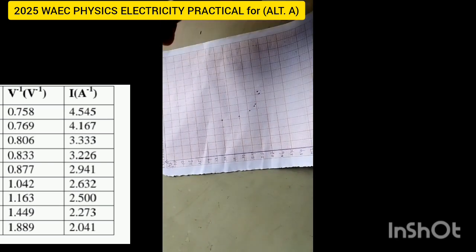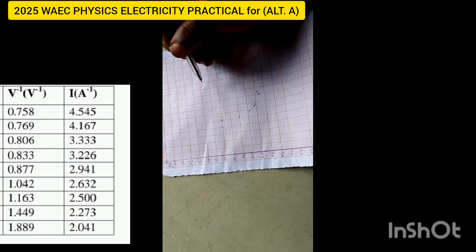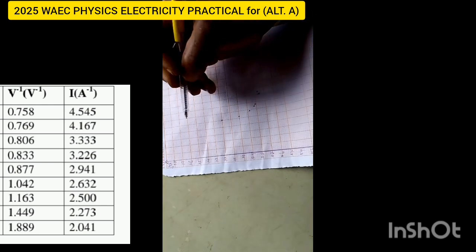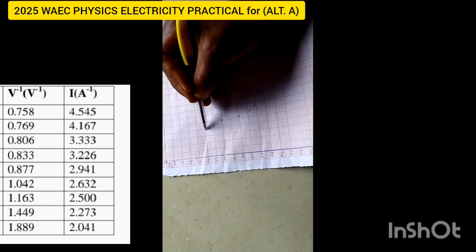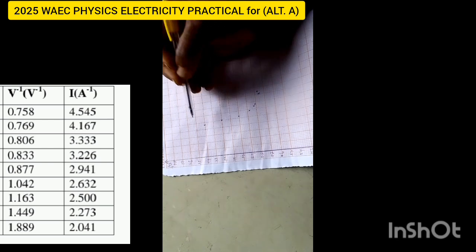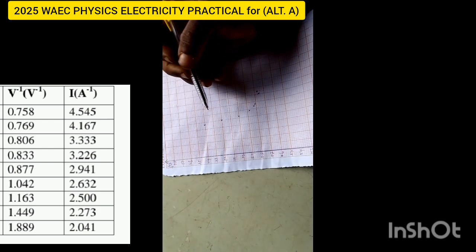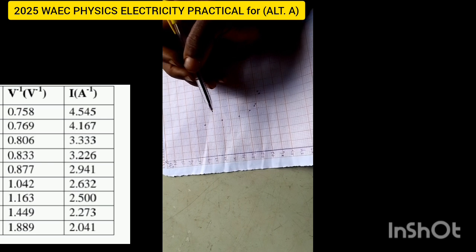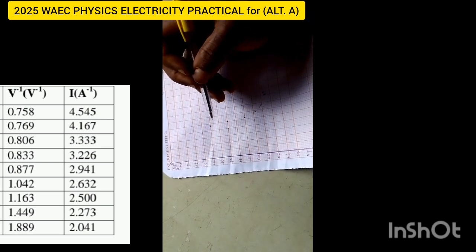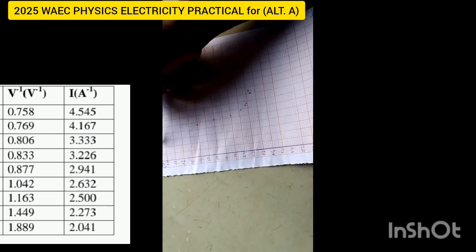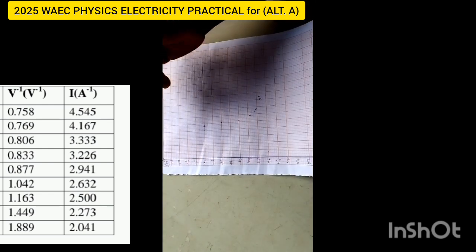Okay, now the next one is 1.4. 1.4 against 2.3. Now this is 1.4, 2.3. Here, this line is 2. 1, 2, 3. We'll plot somewhere here. 2.3. We'll plot here. Now, the last, but not the least, 1.9. Do we have here? 1.9 will be on this line. 1.9 against 2.0. That means here is 2.0. 1.9 here.